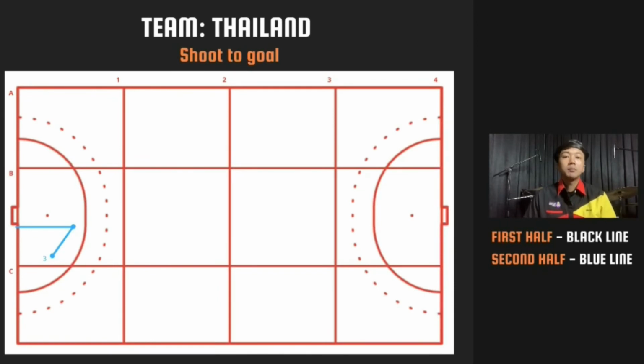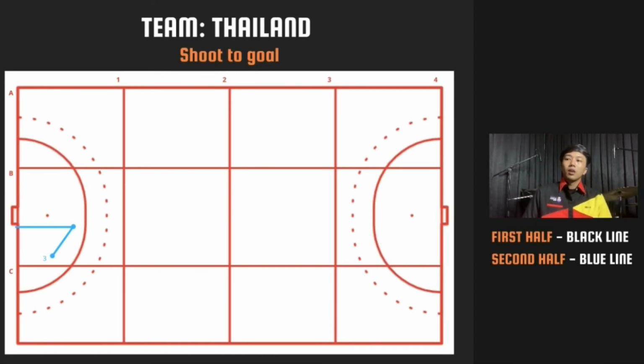Now, Team Thailand. As you can see, there is only one attempt along the match that has been made by Team Thailand on shoot to goal, which is the blue line on the picture given. So there were no attempts on shoot to goal that the Thailand team made in the first half of the match.